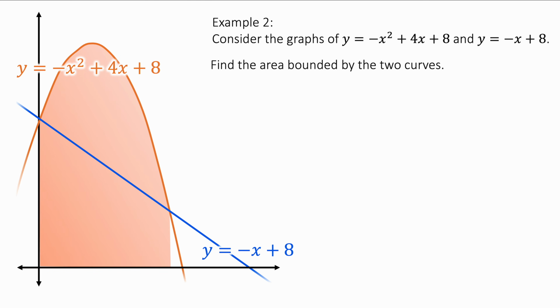Now, let's look at another example here. It says, consider the graphs y equals -x squared plus 4x plus 8 and y equals -x plus 8. Find the area bounded by the two curves.